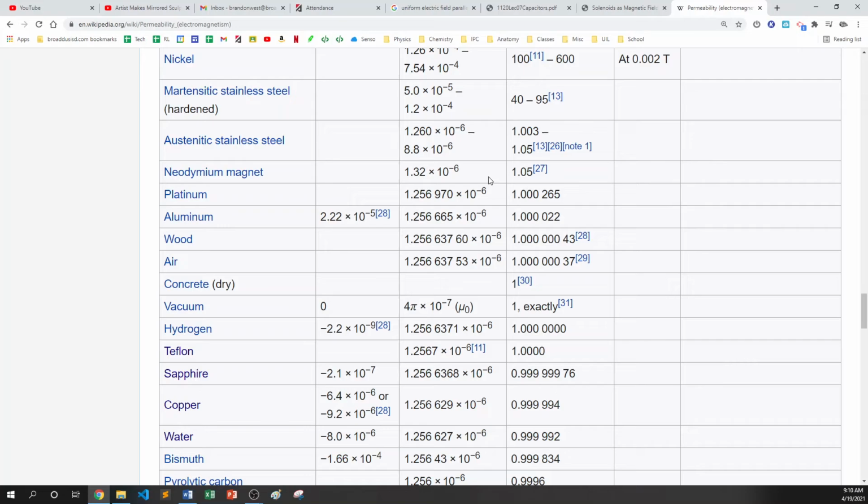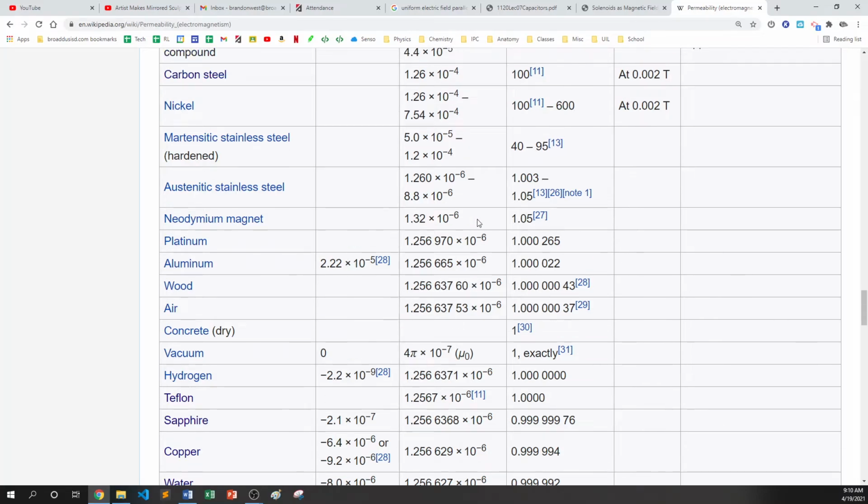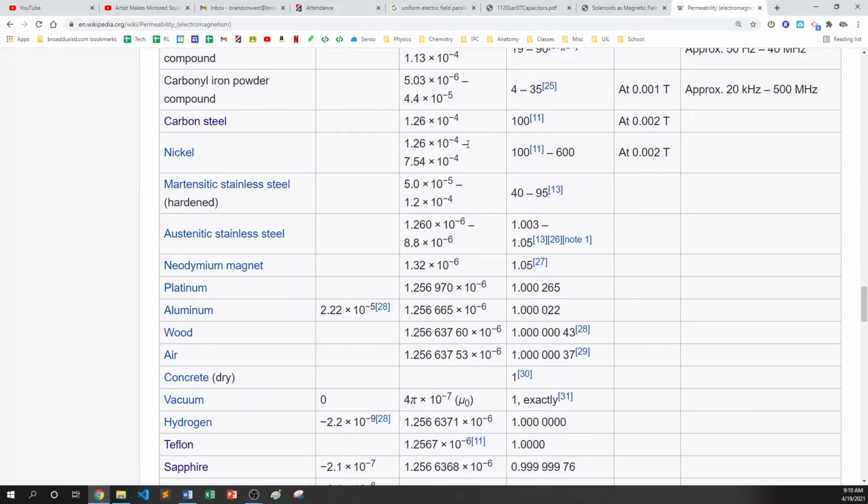So if you were to get a neodymium magnet and wrap wire around it to increase its strength, it wouldn't really do much. I mean, you would be adding the effect of the neodymium magnet plus the solenoid, but besides that, it's whenever you get past this.